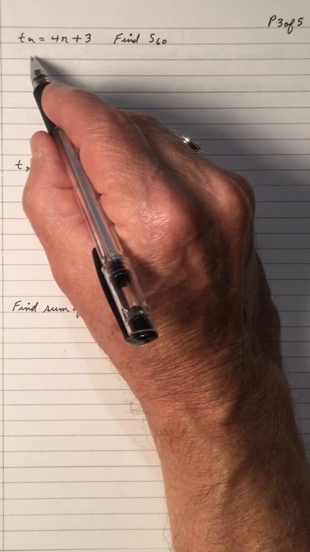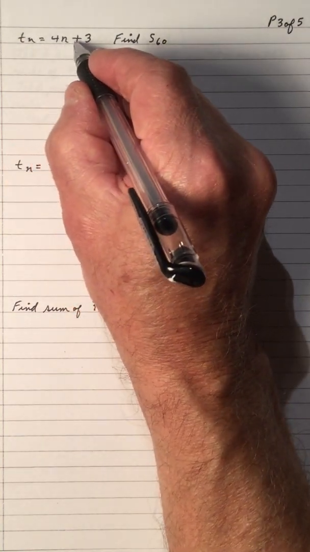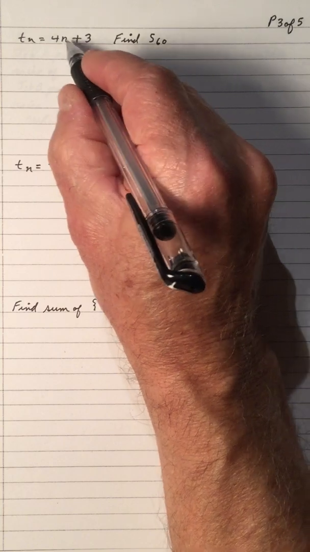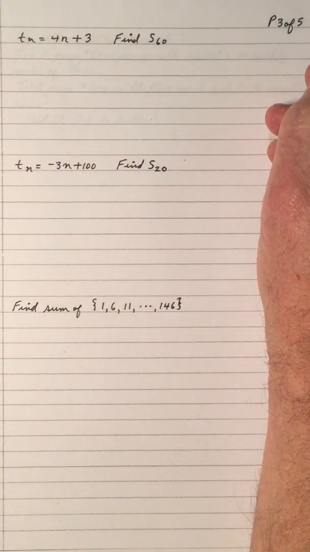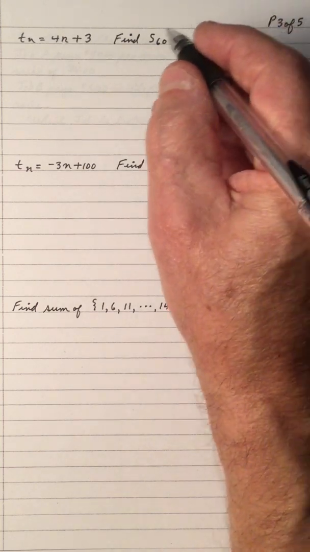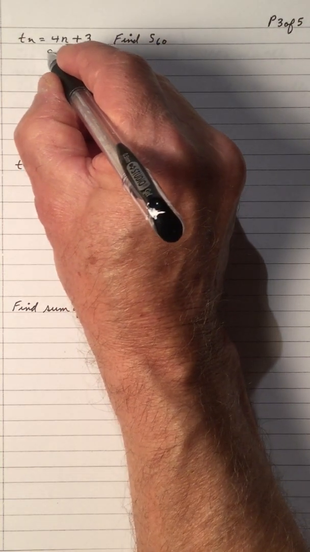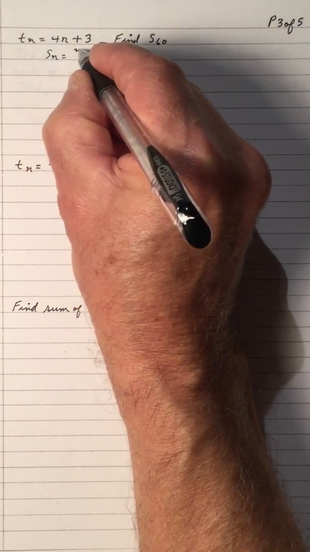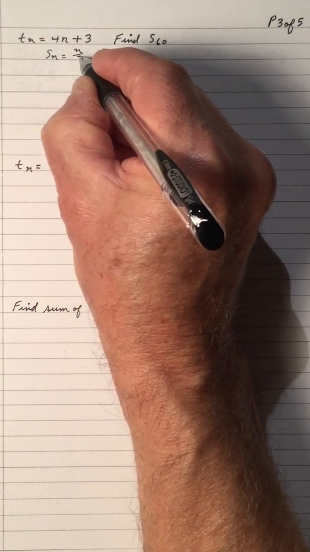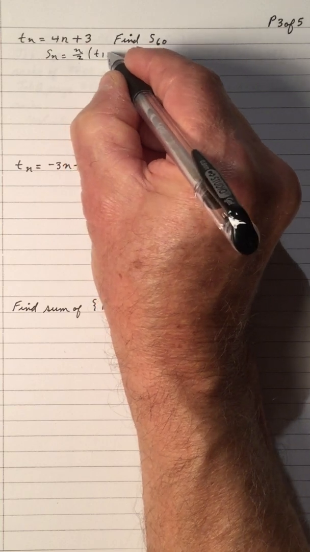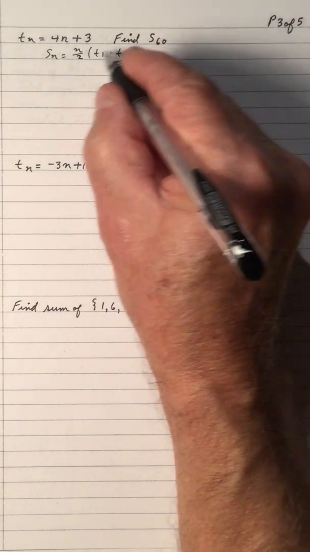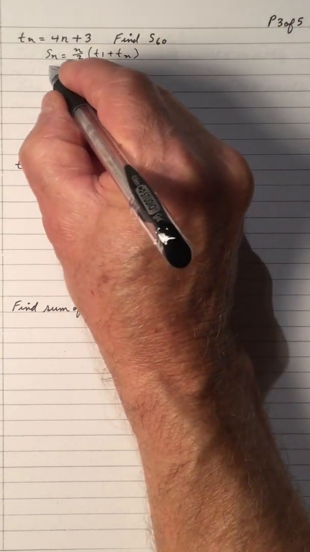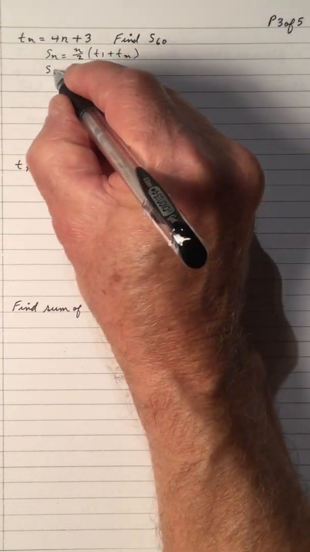Now, I don't think I would want to work out all 60 terms here by plugging in n equals 1 and getting 7, t2, put in 2 and get 11, etc., and do that 60 times. So the fast way would be the formula: Sn equals n over 2 times (t1 plus tn). So that means we need to work out when n is 60.